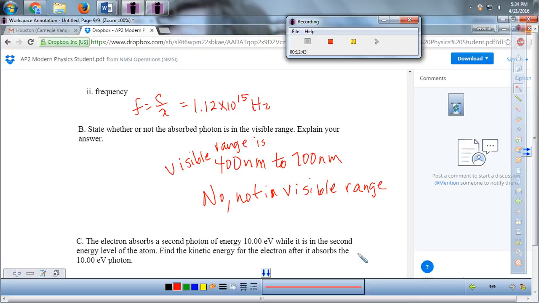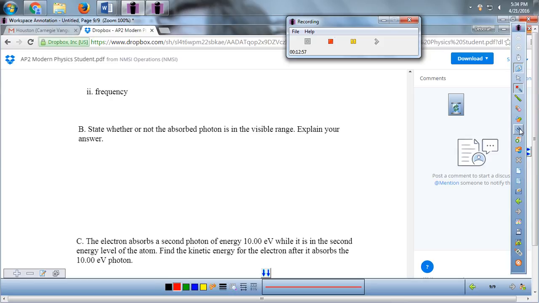All right. Then C says the electron absorbs a second photon of energy 10 electron volts while it's in the second level. Find the kinetic energy of the electron after it absorbs the 10 electron volts. So I said, well, I know that my KE is going to be the 10 minus the 5.74 electron volts, because that's the energy required to get out of that second level. So I want to shoot out that electron, and the remaining energy that's going to give it that velocity is 4.26 electron volts. So there's the kinetic energy.